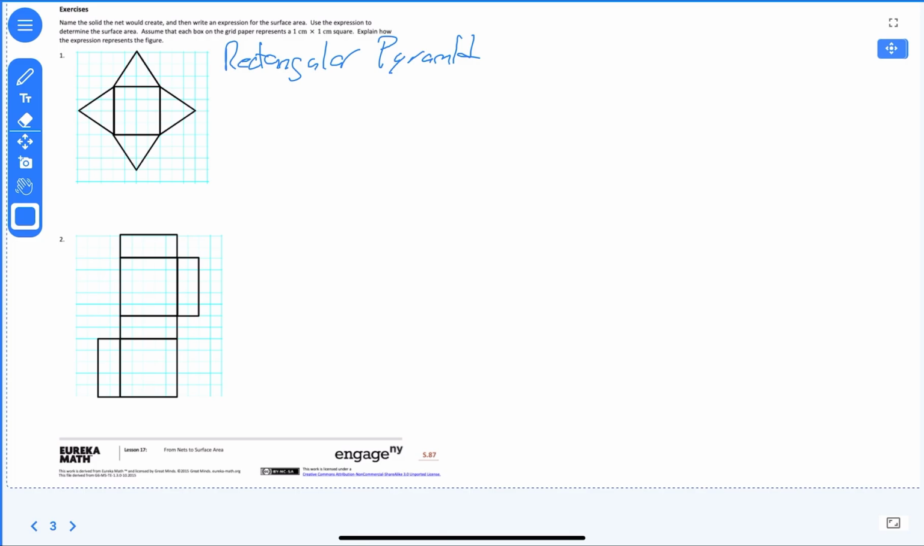Okay, now we have a rectangular pyramid. And what else are we supposed to do? Write the expression for the surface area. All right, so we're just going to write an expression. We have 4 triangles, which is 4 times half the base times the height, plus 1 square, right? So here, you could do the side squared. That would be length times width by doing side squared, because it's a square.